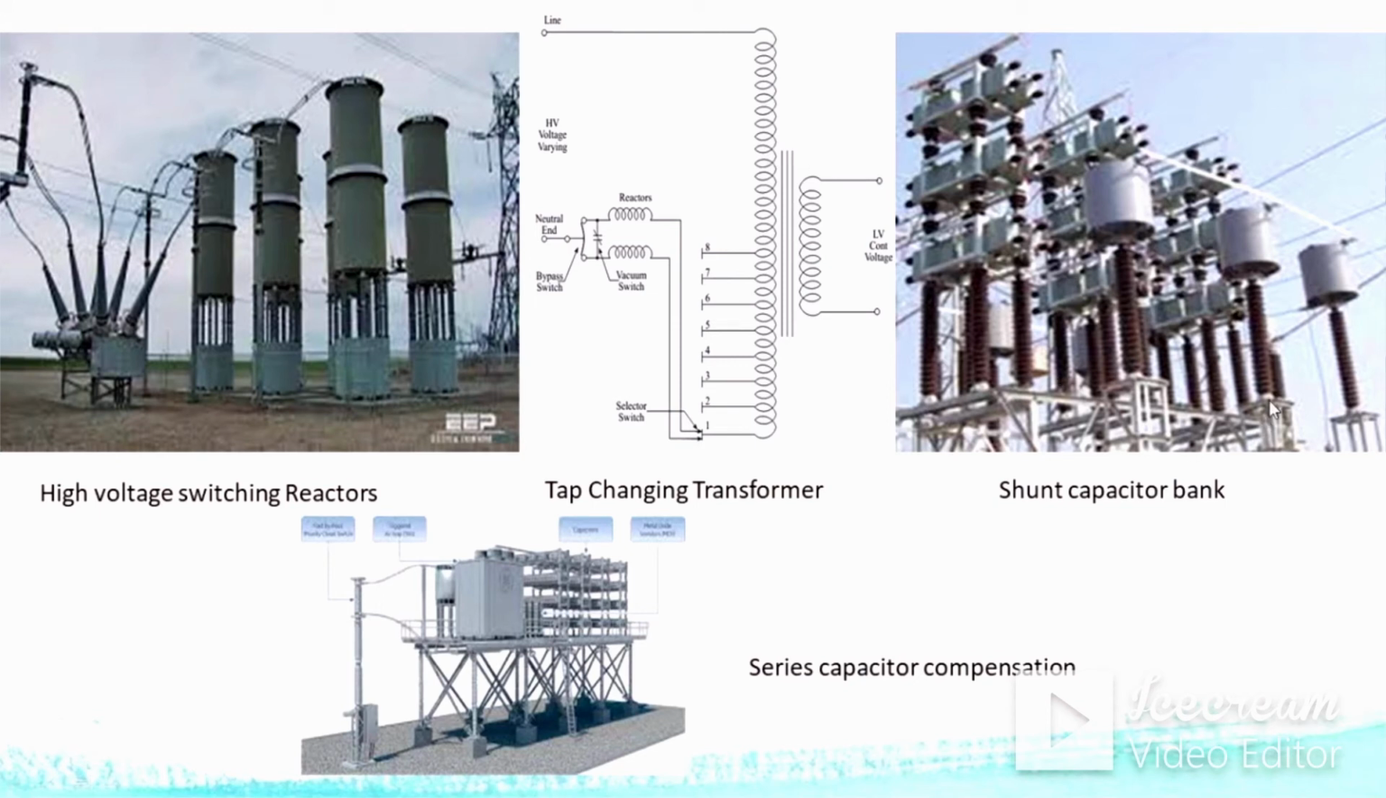Similarly, we have a shunt capacitor. These are the shunt capacitors. They are connected in parallel with these units. So these are the series compensation over here. You can also browse a few more pictures for these compensating techniques on the Google platform.